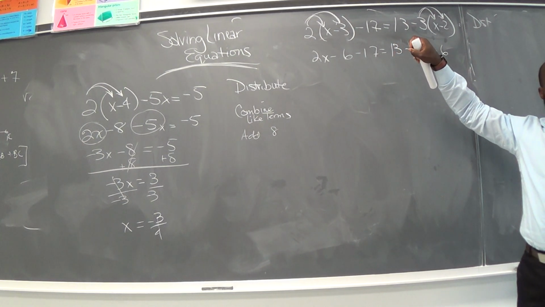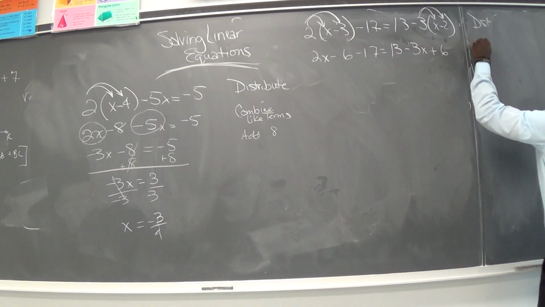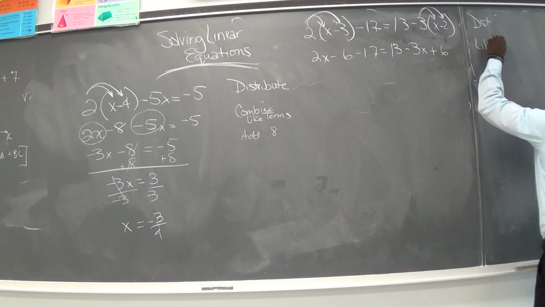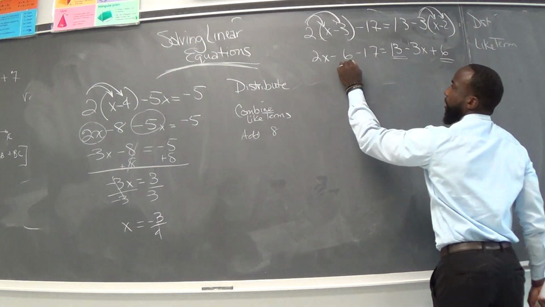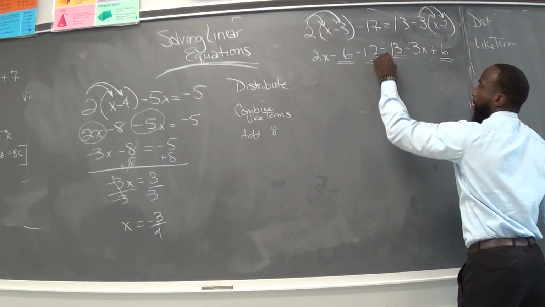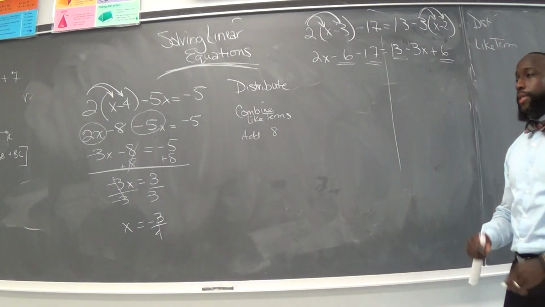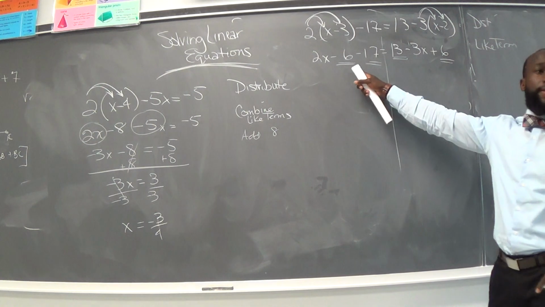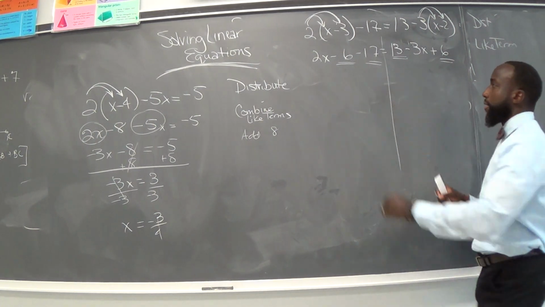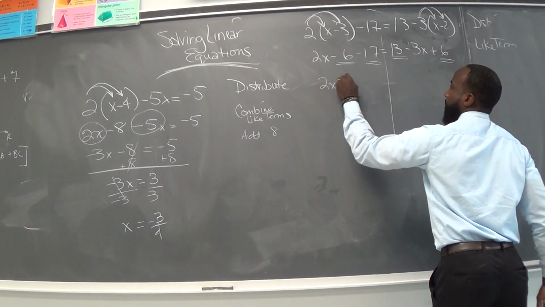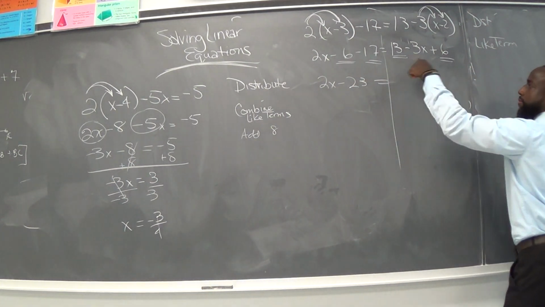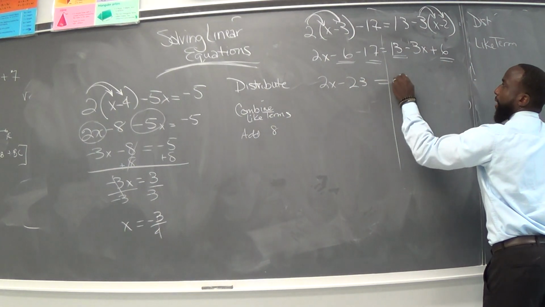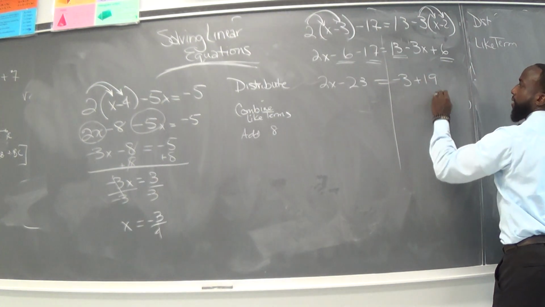Combine like terms. So you got these two, and you got these two. Make sure we got this so that'll help us differentiate. So we got 17 and 6. What is that? 23. Alright. 2x minus 23 equals negative 3x plus 19.